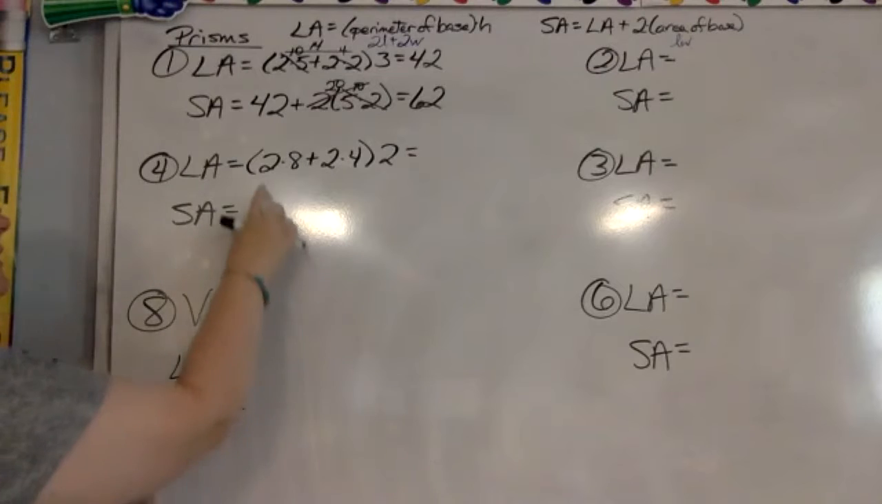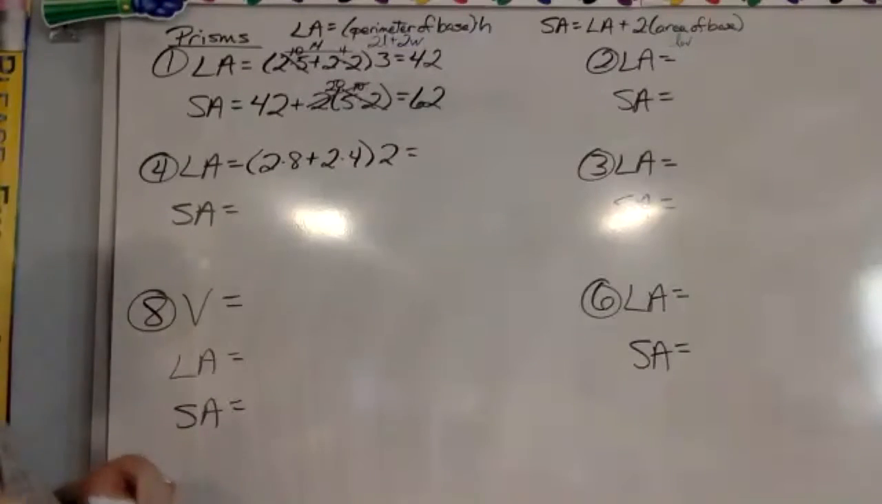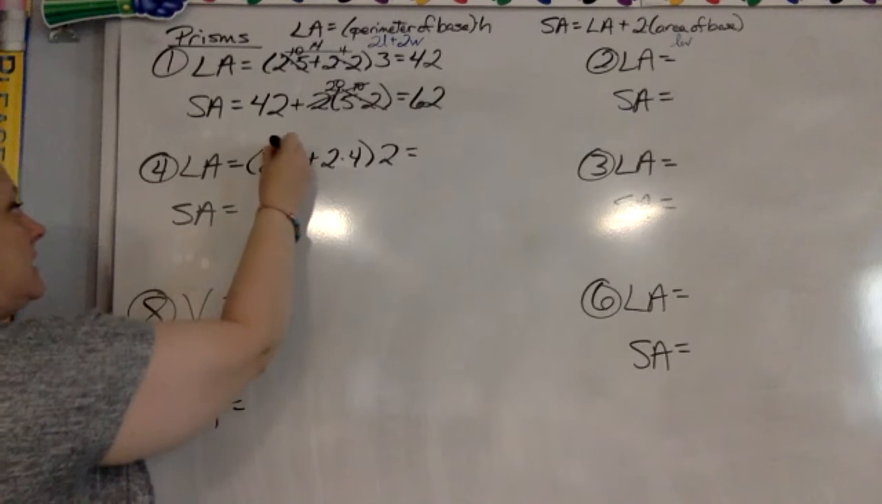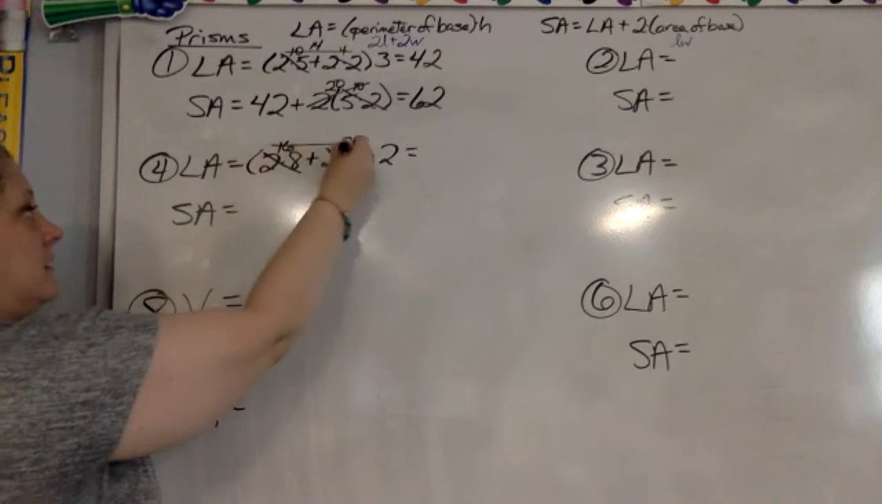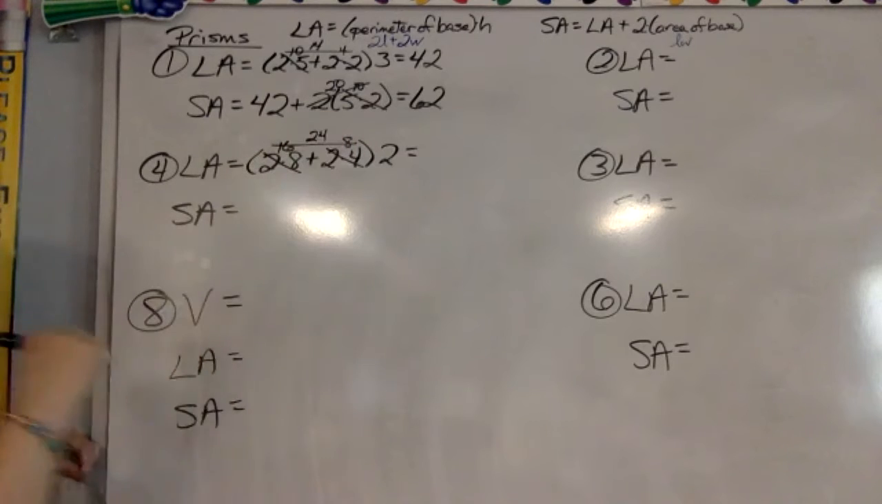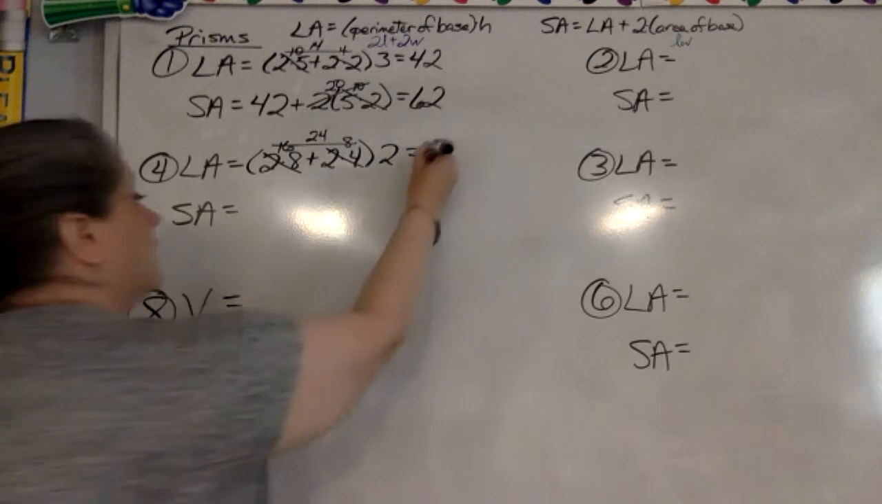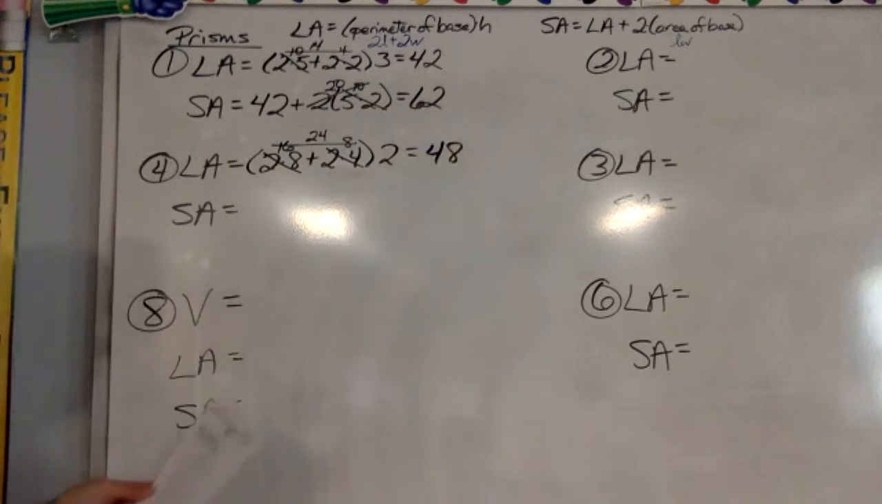This is my time. You work what's in parentheses first. So you take care of multiplication before addition. So 2 times 8 is 16. 2 times 4 is 8. 16 plus 8 is 24. 24 times 2 is 48. So your lateral area for number 4 is 48.